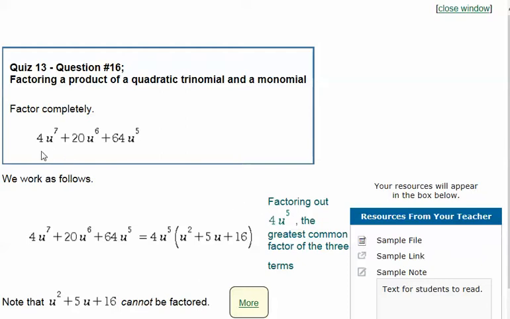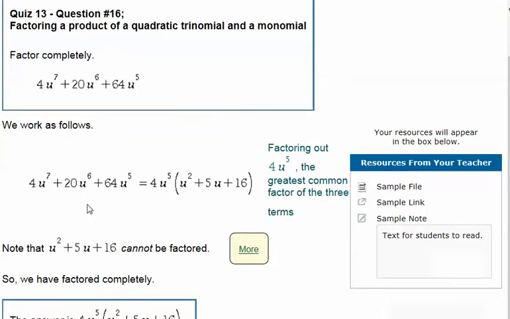We want to look for, are there any common factors in 4u to the 7th, 20u to the 6th, and 64u to the 5th? Well, let's take it one by one. Let's do the numbers, and then we'll do the u's separately. Well, 4 goes into all three of these, which you see pulled out here. And in all of these, here we have 7 u's multiplied together, here we have 6 of them, and here we have 5 of them. That means they all have at least 5, so we're going to pull 5 of them out here.